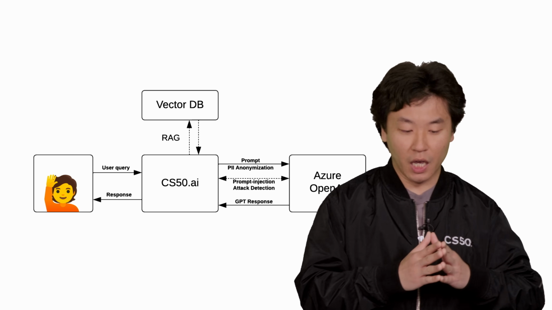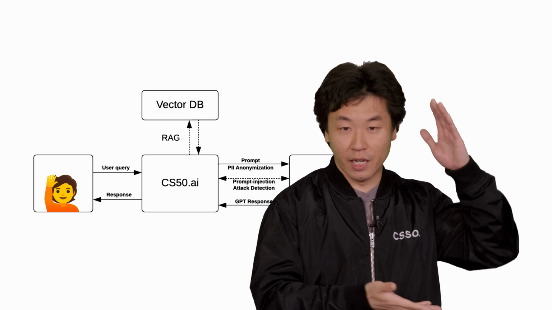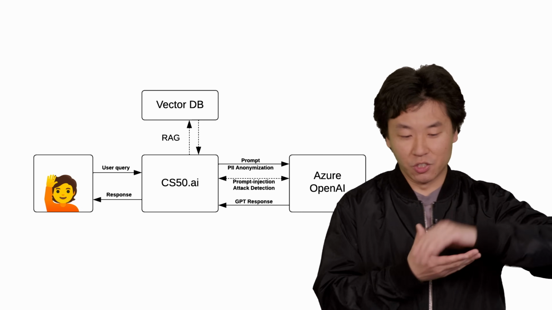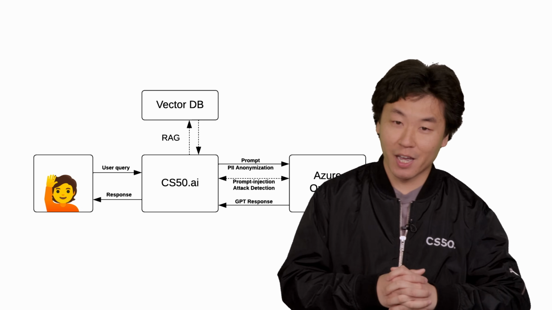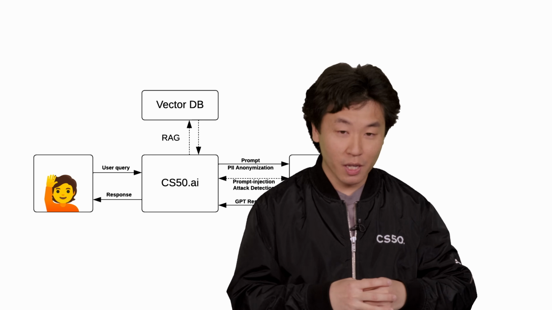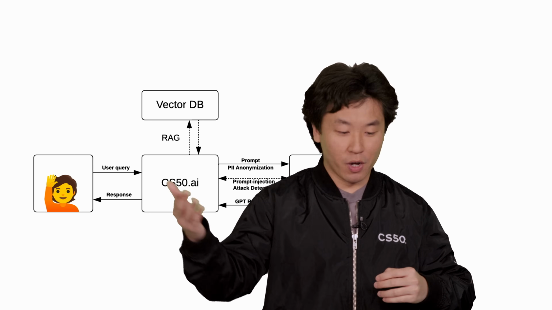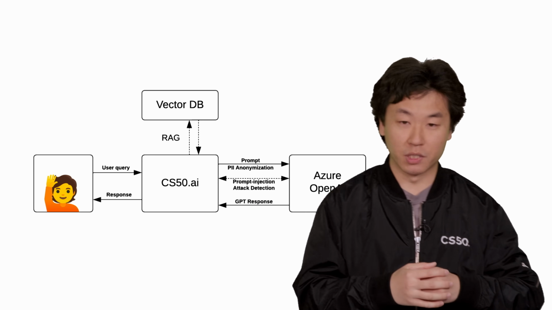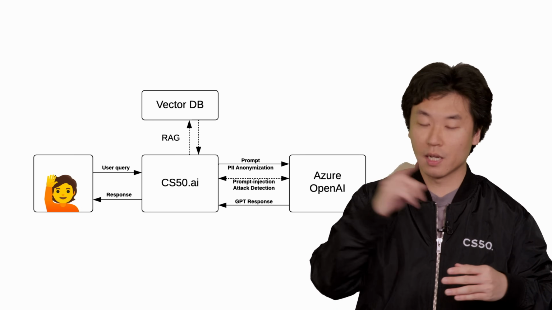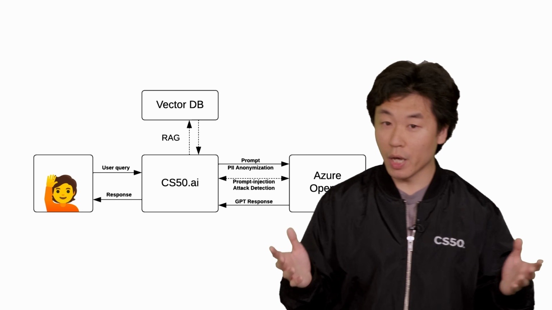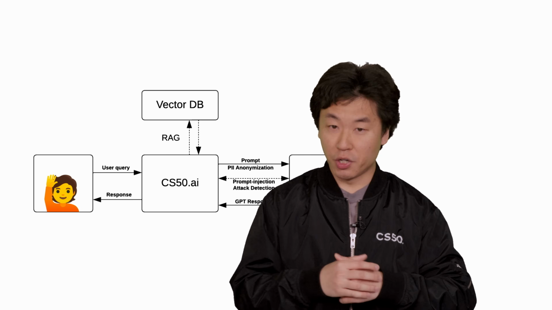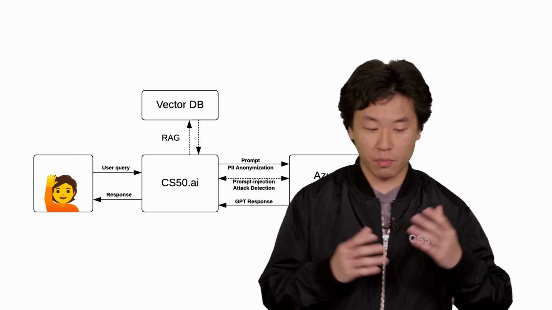We do all the PII anonymization. We send what is kind of like a giant prompt to OpenAI, in particular the GPT-4 model. So we will get back a response from OpenAI, and then we will send that response directly back to the user. That's one cycle.